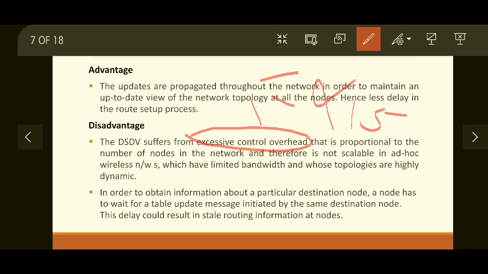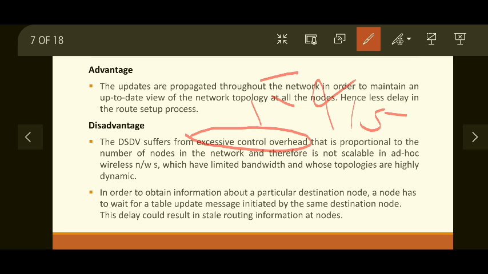The next disadvantage will be, in order to obtain information about a particular destination, a node has to wait for a table update message initiated by the same destination node. So whichever node detaches from another node has to initiate a table update message, and it has to propagate through the entire network in order to update the routing tables of all the nodes. So this could be a very long process, and it will generate a delay that can result in stale routing information at nodes. Now what is stale routing information?